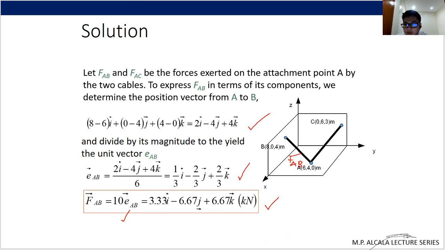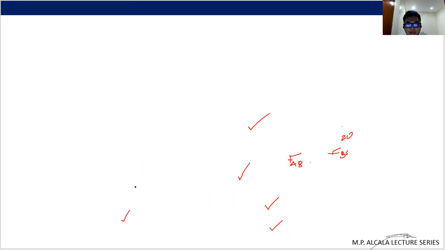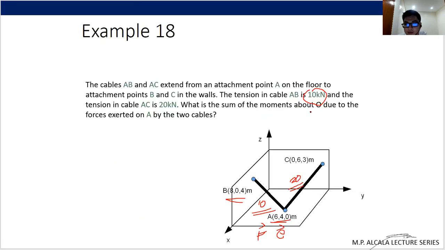Now, how about force vector at AC? What will be this one? So, same approach, getting the position vector or the unit vector first from A to C. Then at the same time, multiplying it by the magnitude 20 kilonewtons. So, FAC, simply that one. Okay? Now, what are we looking for? What's the sum of the moments about O? So, where is O? Origin, okay? About this one, because of the two forces.